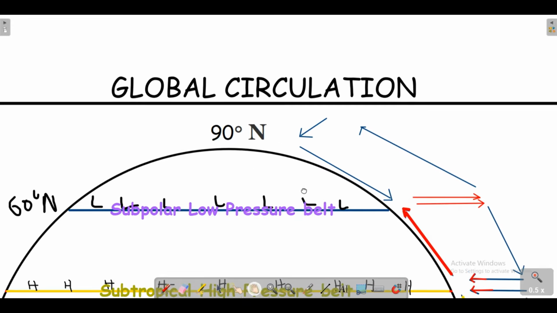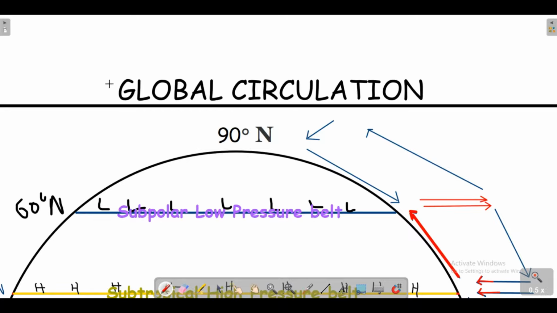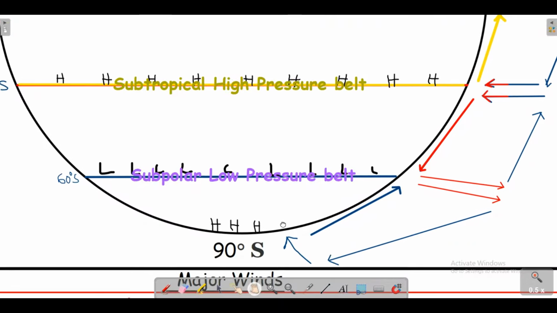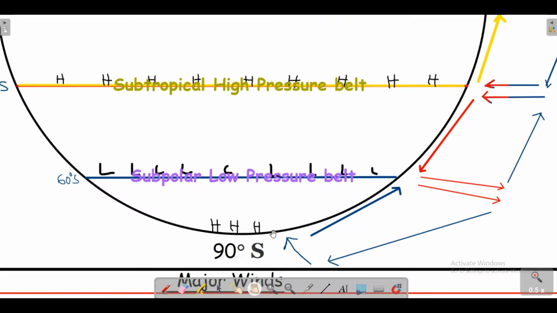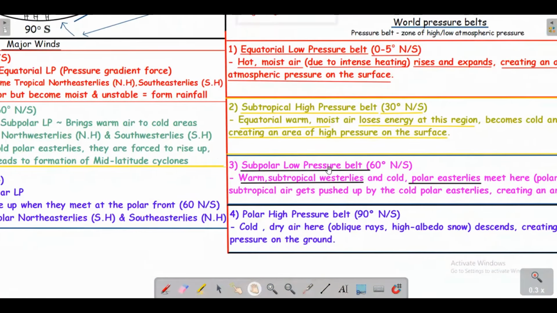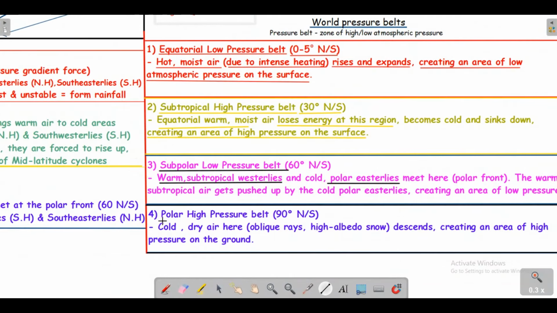So at 90 degrees, we have this area of high pressure due to the low amount of energy received. We've been saying that again and again. The poles do not get enough energy. So it's already cold over there, and so it's an area of high pressure. This area of high pressure, we call the polar high pressure belt.